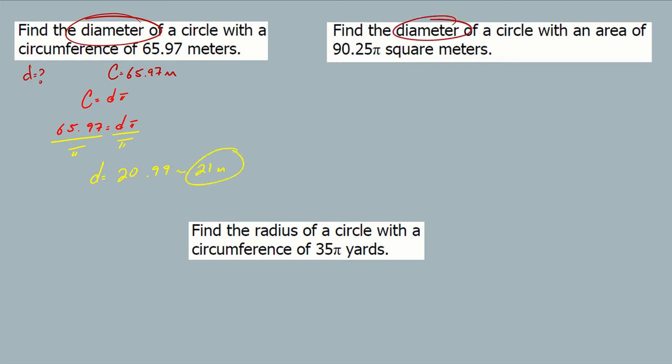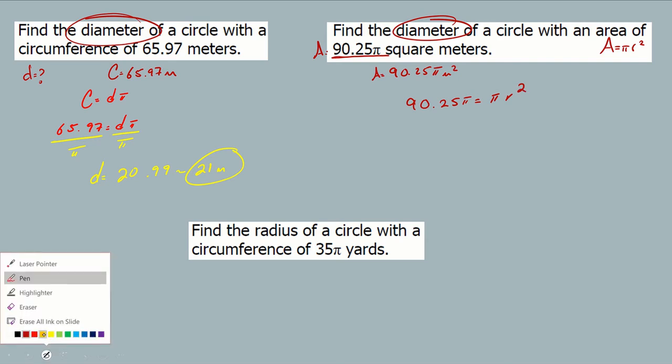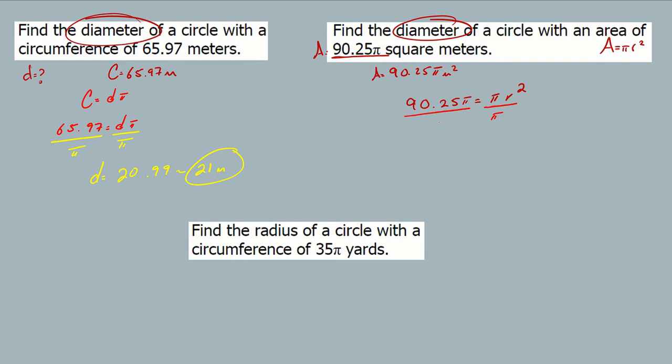It says find the diameter of a circle with an area. So remember, area is pi radius squared, of 90.25 meters squared. And so here my area is 90.25 pi meters squared. And so that's exactly how I'm going to set it up. So 90.25 pi is equal to pi the radius squared. If you notice, because they both have pi's, I'm going to divide by pi on both sides. Pi's cancel, and I'm left with 90.25 is equal to my radius squared.